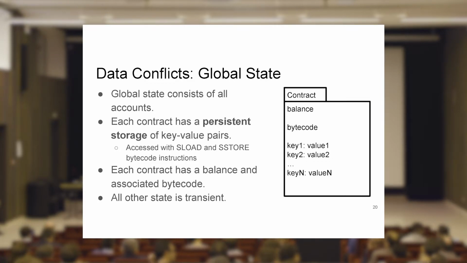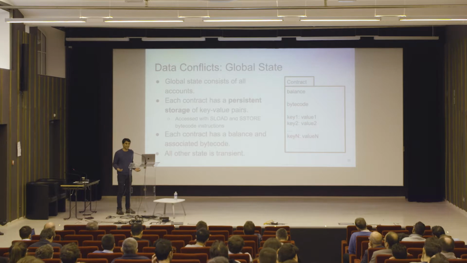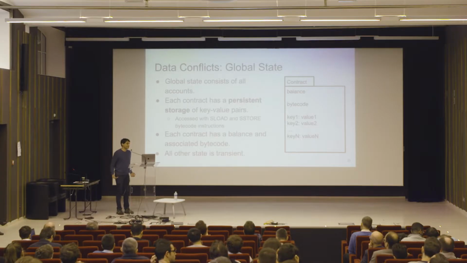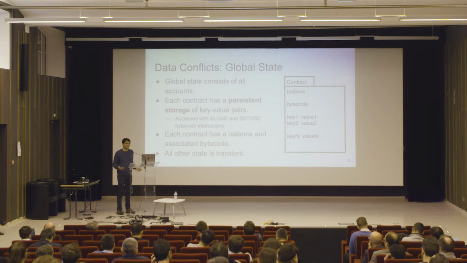Well, if you go and look at the yellow paper, basically all this means is the state of each contract. And the state of each contract consists of the balance, the bytecode associated with it, which is unchanging, and what's called the persistent storage, which is basically a key value storage that each smart contract possesses. All other state mentioned in the yellow paper is transient. It's private and only exists during the execution of the transactions. So this is basically what we focus on.